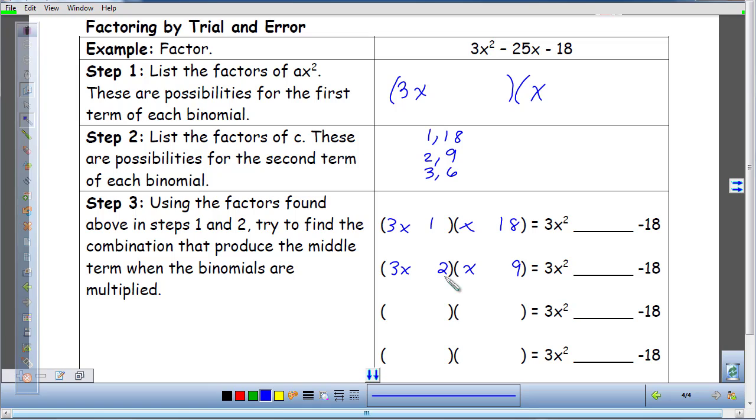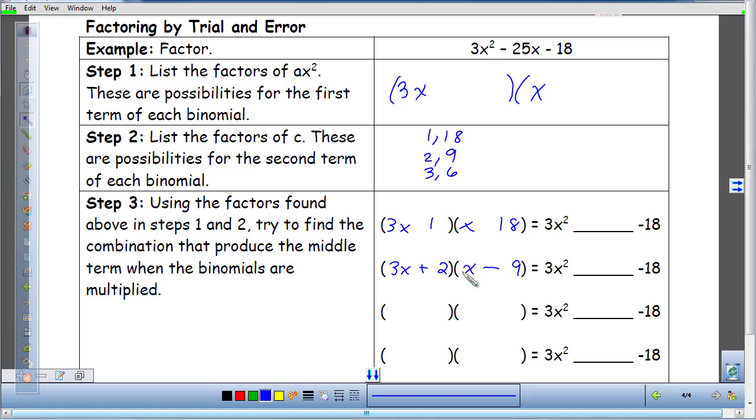Okay, minus plus 2 minus 9. Okay, so we get negative 27 plus 2x. That would give us minus 25x. Okay, so that works. So you just make a list of the possibilities for your first term and then list the possibilities for the last term and then try them out and see. And again, if your lists are short, then it won't take you long to figure this out.